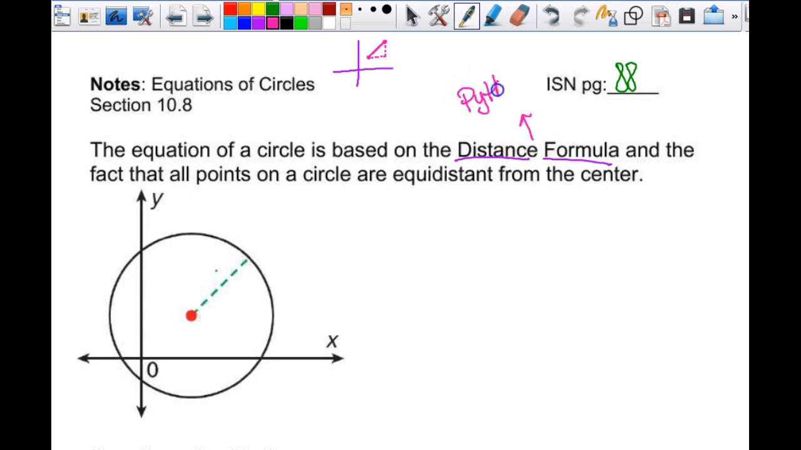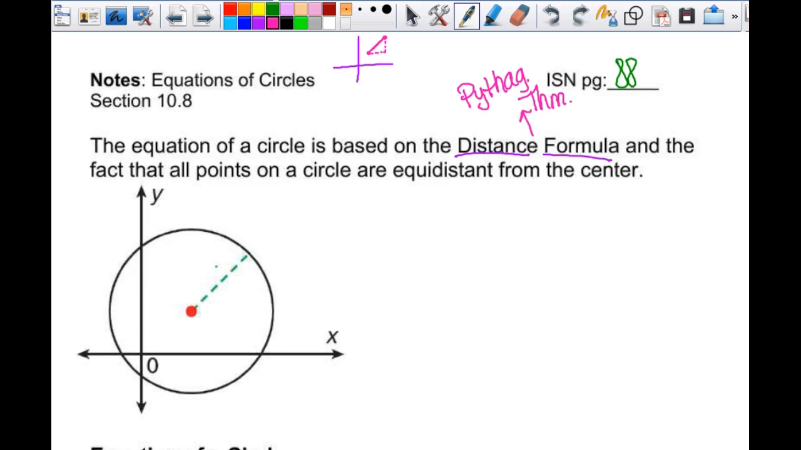This comes from the Pythagorean theorem, and there's a reason you want to think that it comes from the Pythagorean theorem. That's why I said you've got to know that those two are connected. Because if you don't remember the distance formula, you can totally make that into Pythagorean theorem. Finding the slope ain't going to get you anything, but you could use Pythagorean theorem. All right, so we're going to use this idea to come up with the equation of a circle.